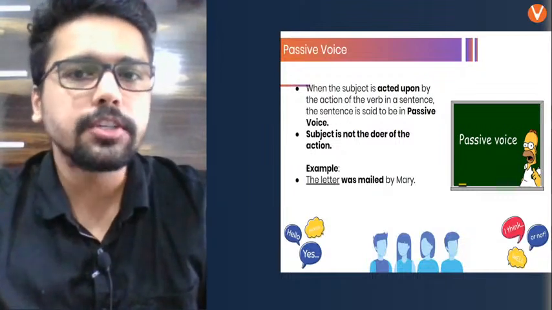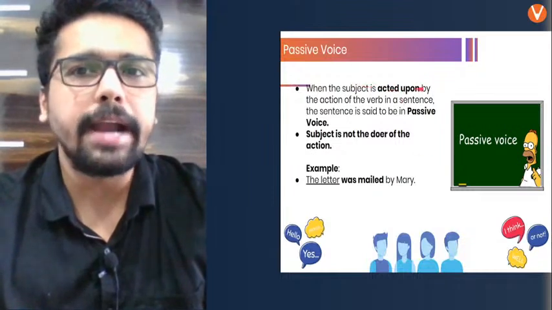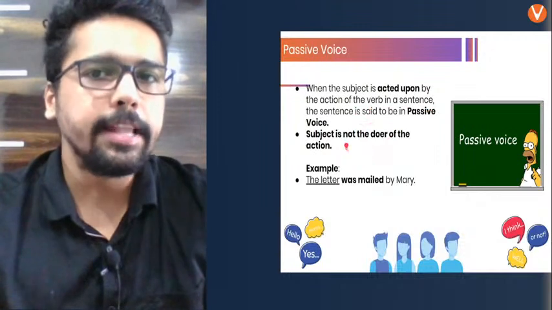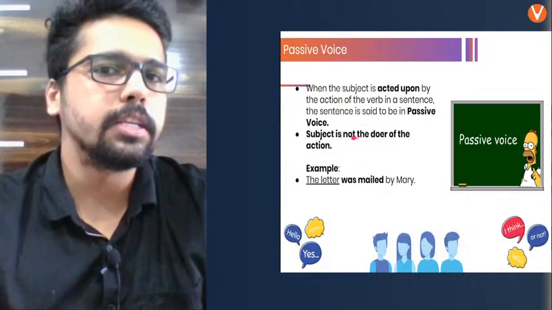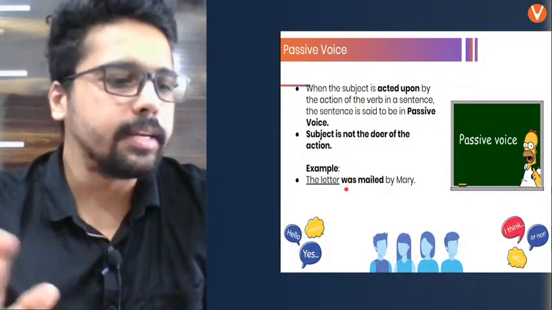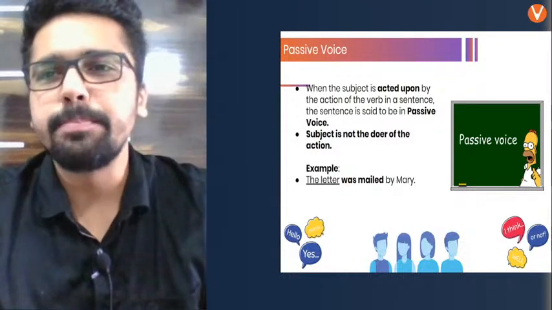That is, the action is happening on the subject. Okay, so look at this here. When the subject is acted upon by the action of the verb in a sentence, that is passive voice. In simple words, the subject is not the doer of the action. Then this sentence is in passive voice. So this is how it is: active voice and passive voice.